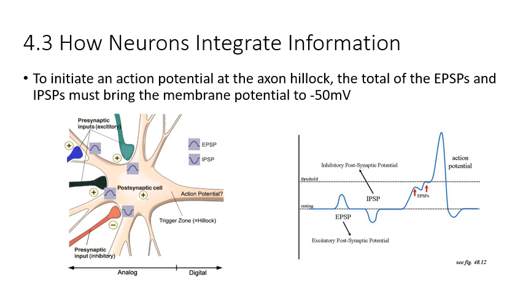To initiate an action potential at this axon hillock, the total of the EPSPs and IPSPs must bring the membrane potential to that threshold of negative 50 millivolts. So in this example, there was a little EPSP that wasn't enough to bring it to the threshold, followed by an IPSP, and then enough EPSPs were added together to reach this negative 50 millivolt threshold, which triggered an action potential.